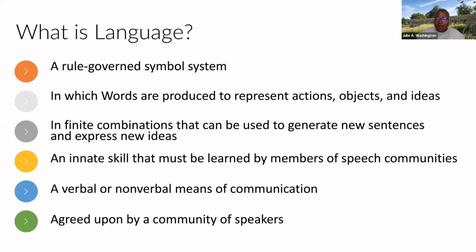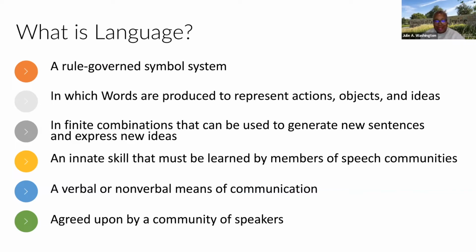So when we talk about language and language variation, I like to, again, start with a shared definition of what we're talking about. Whatever we're talking about, whether it's language or language variation, it's rule governed. Dialects are rule governed, languages are rule governed. Languages are rule governed symbol systems in which words are produced to represent actions, objects, and ideas. So if I say the word car, you get a mental representation of a car in your head. So the word car is used to represent the object car. And so it's a symbol system.